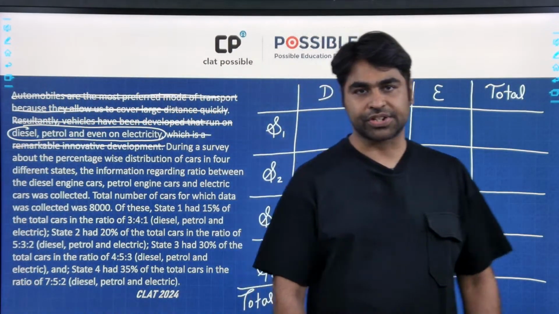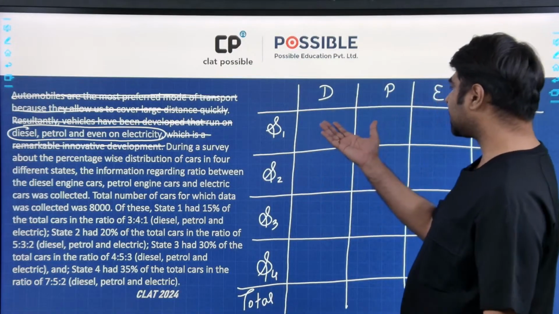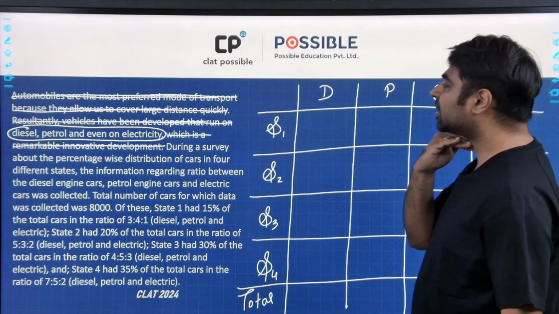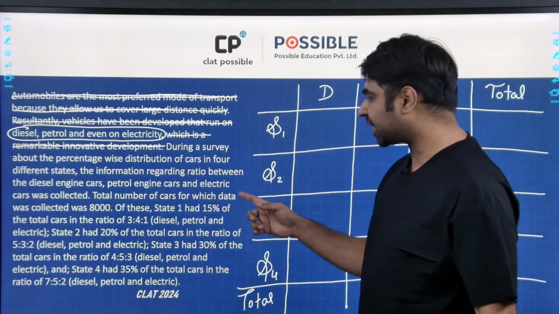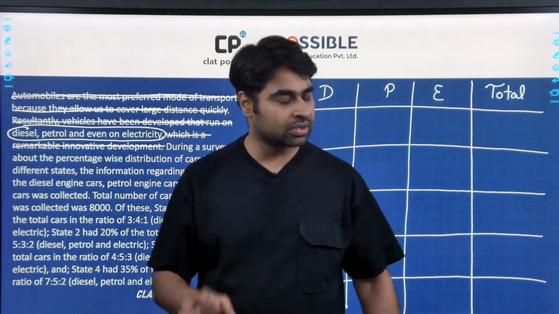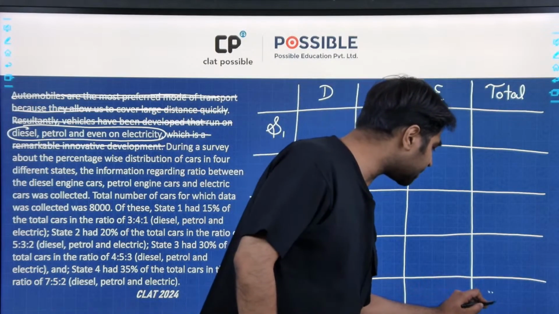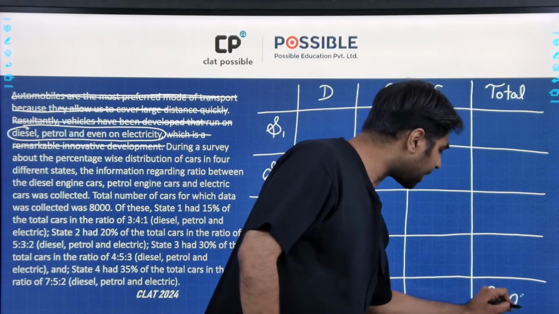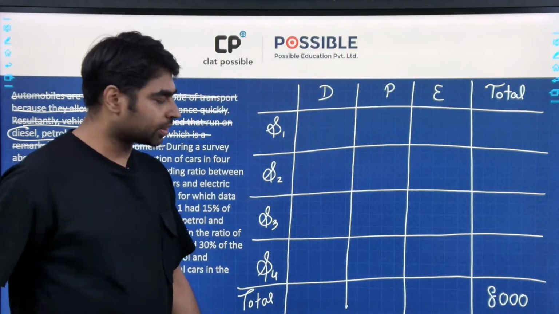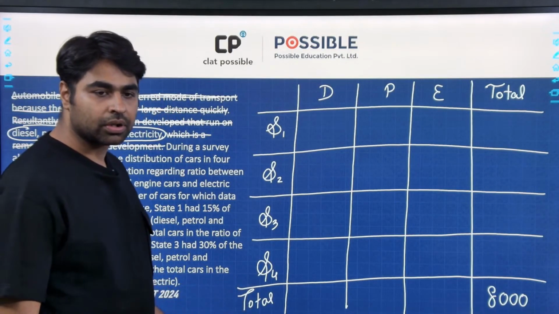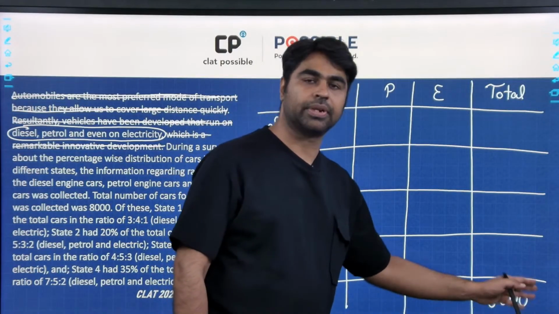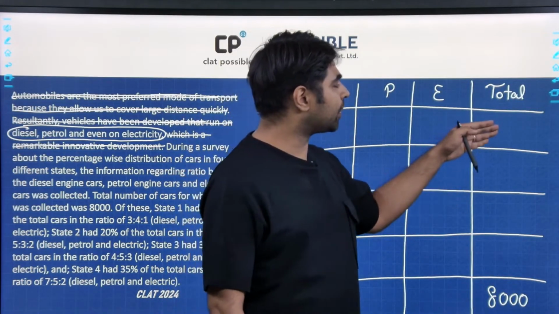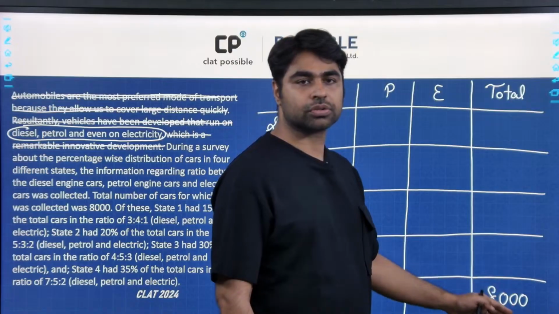These are the 4 states being talked about, and these are diesel cars, petrol cars and electric cars which are running on these. The total number of cars for which data was collected was 8,000. The grand total is always mentioned here. It is a summation of the total of diesel plus petrol plus electric, also 8,000. The total of state 1 plus state 2 plus state 3 plus state 4 also is 8,000.